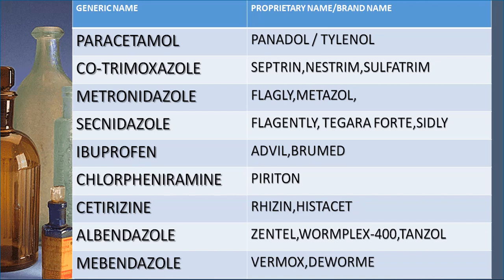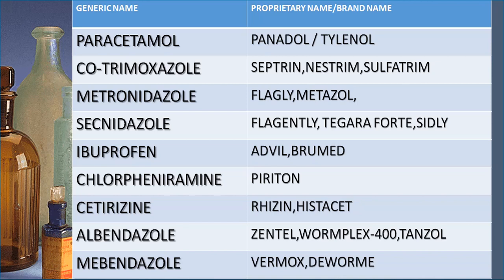We have another brand name like Advil or Brumed, what we call Brufen. The generic name is Ibuprofen. We have Piriton, and a lot of us always say, I'm buying Piriton. When a doctor is prescribing, the doctor will not write Piriton. The doctor writes the name chlorpheniramine. That's the name.